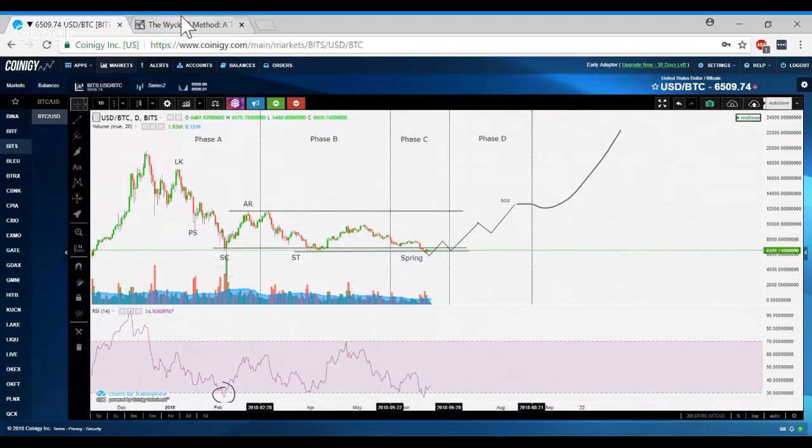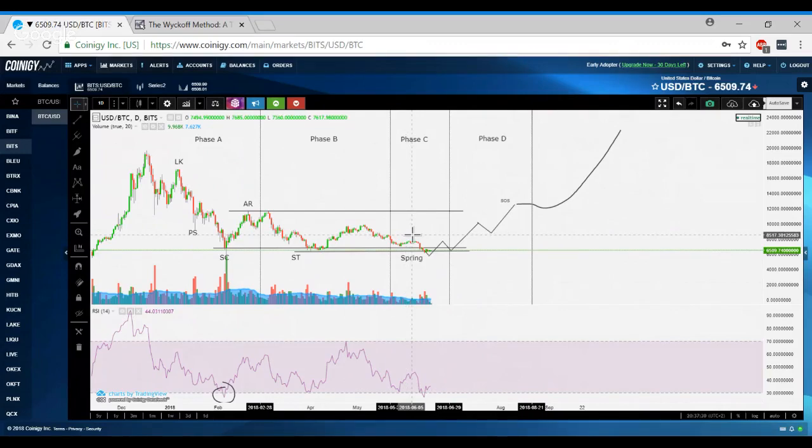In short, the spring should break previous support levels. The spring is supposed to break through these, set a lower low, but after which it should quickly recover back above support. Now we are currently forming the spring.